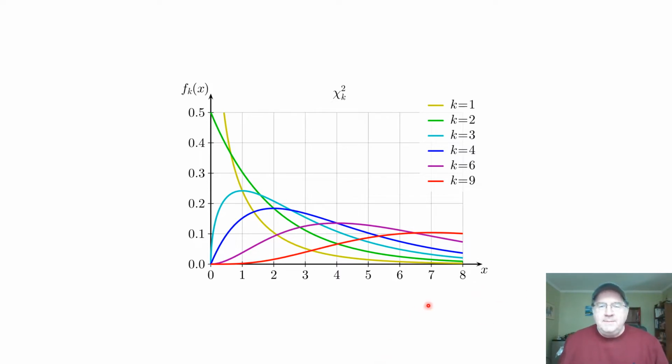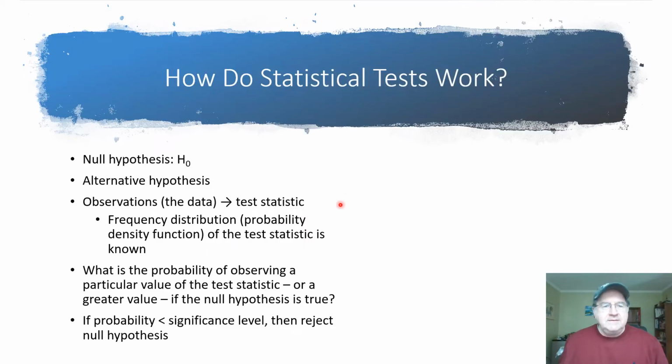And so the area under this curve is going to equal 100%. So typically, the scenario is that you gather your data, you calculate your test statistic, be it chi-squared, a t statistic, any of these things, and then you ask the question: what is the probability of coming up with a statistic of this particular value if the null hypothesis is true?